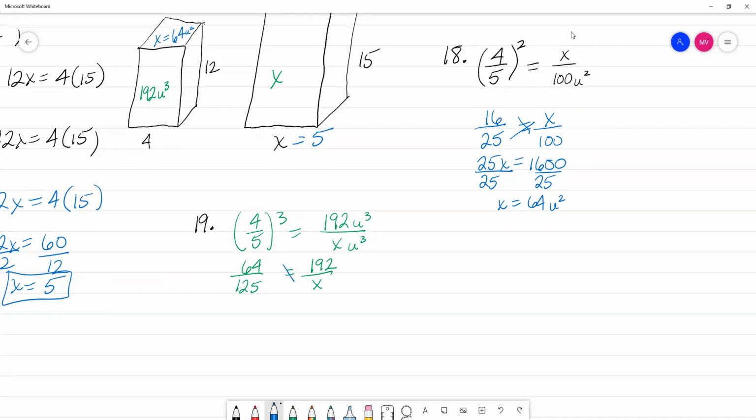So we cross multiply. I don't know why I'm just so random with these colors. All right, so when we cross multiply, we have 64x equals 125 times 192. That equals 24,000. I'll do that math for you. And last step, we isolate our variable using the multiplication property of equality. And x equals 375 units cubed.